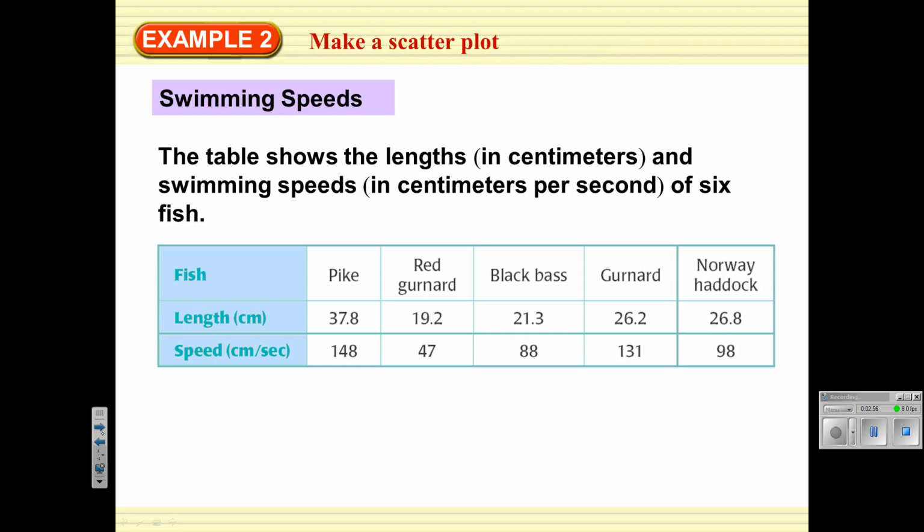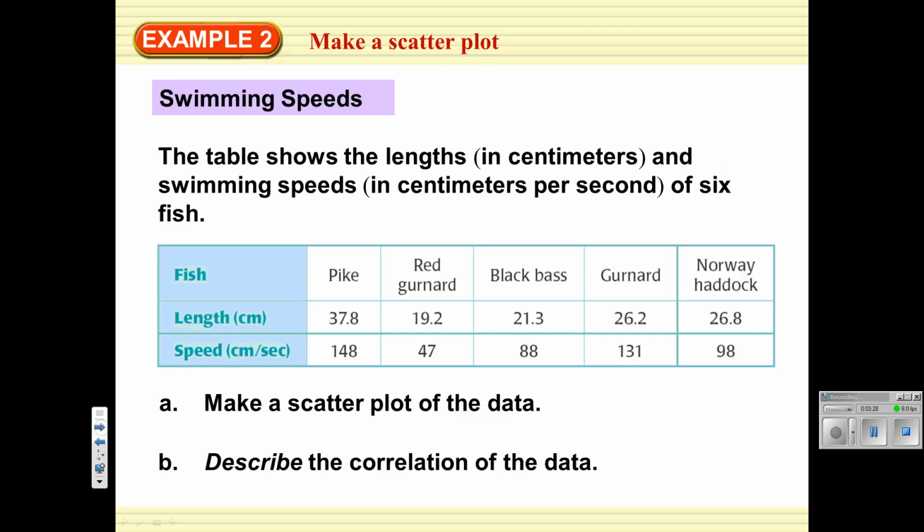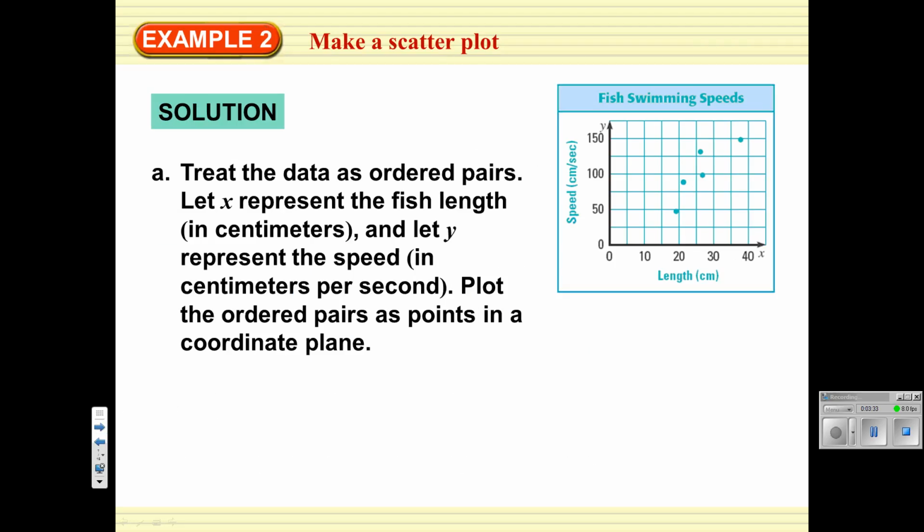All right, example 2, we're going to make a scatter plot and then see if there are any trends or see if we can describe it. The table shows the lengths in centimeters and swimming speeds in centimeters per second of 6 different types of fish. Actually, it shows 5, so that should say 5 different types of fish: 1, 2, 3, 4, 5. So we have the length of the pike, and then it's probably average swimming speed, and the length of this one, average swimming speed. The first thing we're going to do is make a scatter plot of the data. And then we're going to describe if there is a correlation. There may not be a correlation.